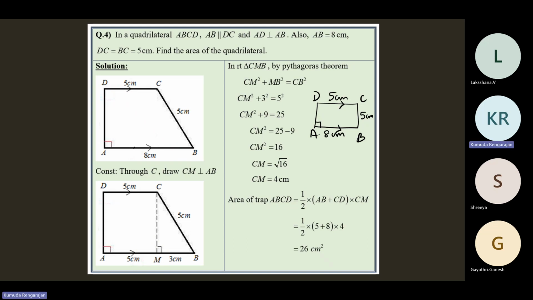All of you understand how to apply the Pythagoras theorem? You must square the hypotenuse separately. CB is the hypotenuse. Square that separately. The remaining two sides, square and add them. Always square the hypotenuse separately. Write it on one side, so CB square on one side. On the other side, the remaining two sides, CM and MB, square and add them.